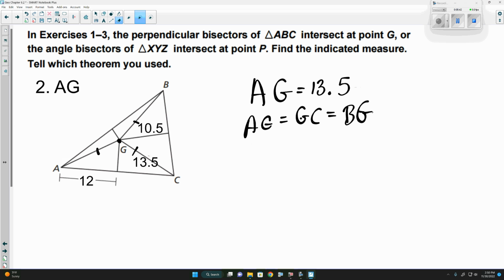On BG, how is it not 10.5? It's connected to this one here. Yeah. You're good? Any other questions on this one here? We ready for the next one?